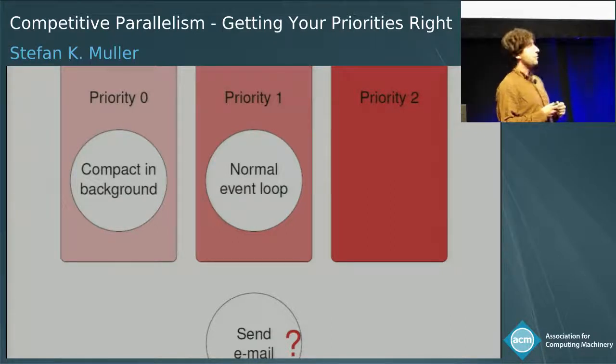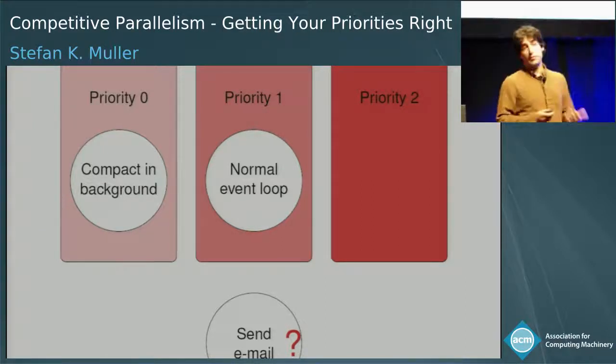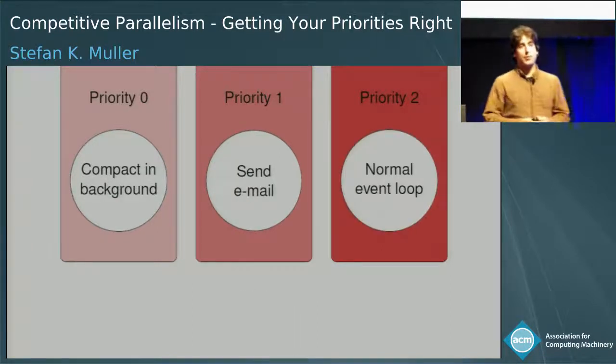Well, that should be higher priority than compacting the emails in the background, but we don't want it to delay the execution of the event loop. So we have to go back and rewrite all of the code for the event loop to make that priority 2. We can send our email at priority 1. We had to do a lot of work to do that, but okay, things are all right for now.